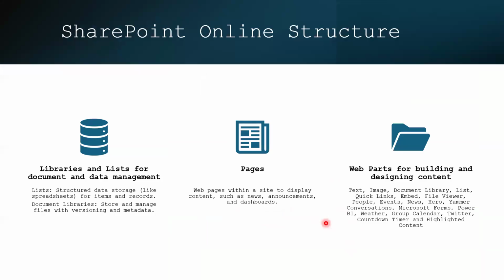Coming to the SharePoint list and library. A list is nothing but structured data storage, like a spreadsheet for items and records. And a document library is nothing but a place to store and manage files with versioning and metadata. We'll discuss more in depth, and we can also practically see what the list and library are.